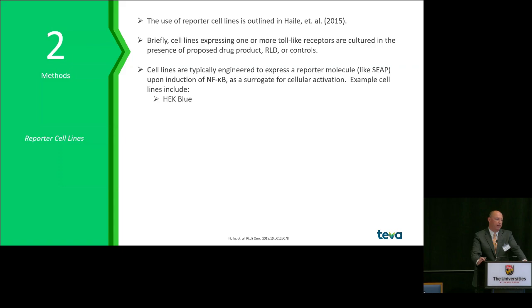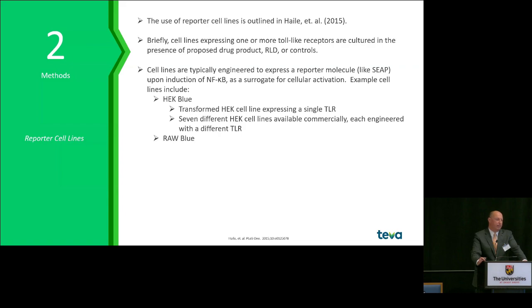Example cell lines include HEK-Blue. These are transformed HEK cell lines that express a single TLR. There are 7 different HEK cell lines available commercially, at least 7, I should say, each engineered with a different TLR.